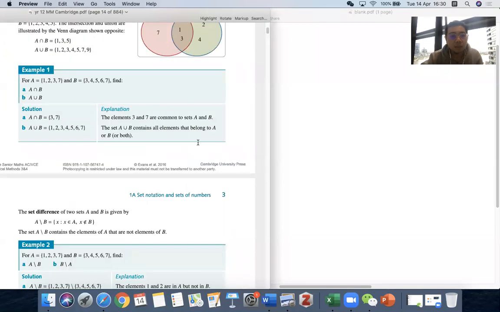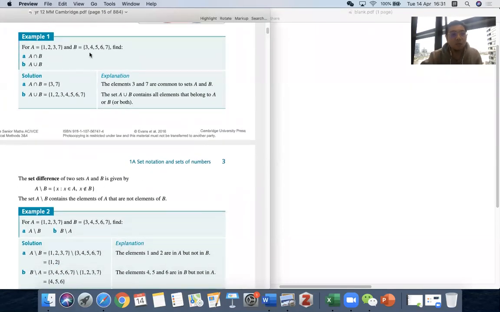Let's keep going. For example 1, over here, A is {1, 2, 3, 7} and B is {3, 4, 5, 6, 7}. We'd like to find A intersection B and A union B. So A intersection B is, of course, {3, 7}. There are only two elements in common. And if we want to find A union B, it means {1, 2, 3, 4, 5, 6, 7}.